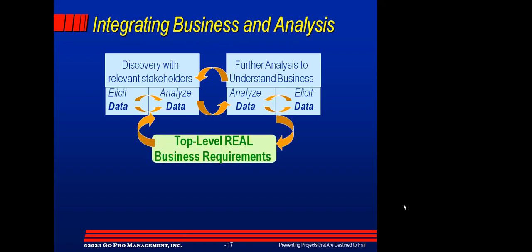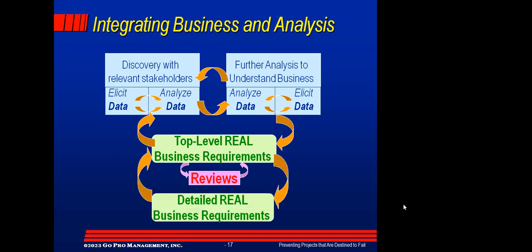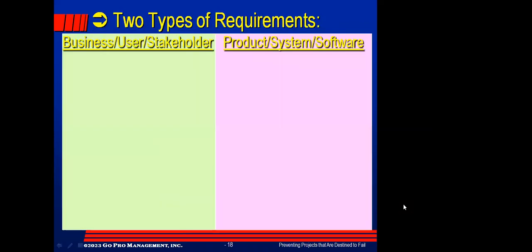And out of that, we start by identifying top level real business requirements. And we use various review techniques to give us greater confidence that they're right. And then we selectively drive them down to greater detail and also apply review techniques to make sure that those are right. And this is, once again, an iterative and incremental process. Now, this brings us to two types of requirements. Now, this is different from what the BABOK and PMBOK say. And it's different because, in my humble opinion, it's what really works and makes sense.